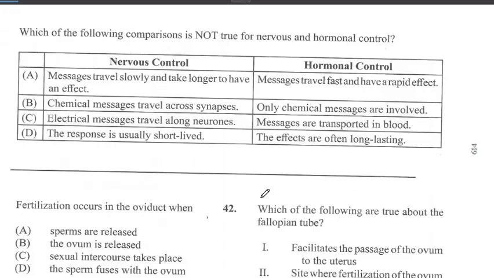Which of the following comparisons is not true for the nervous and hormonal system? That would be A.